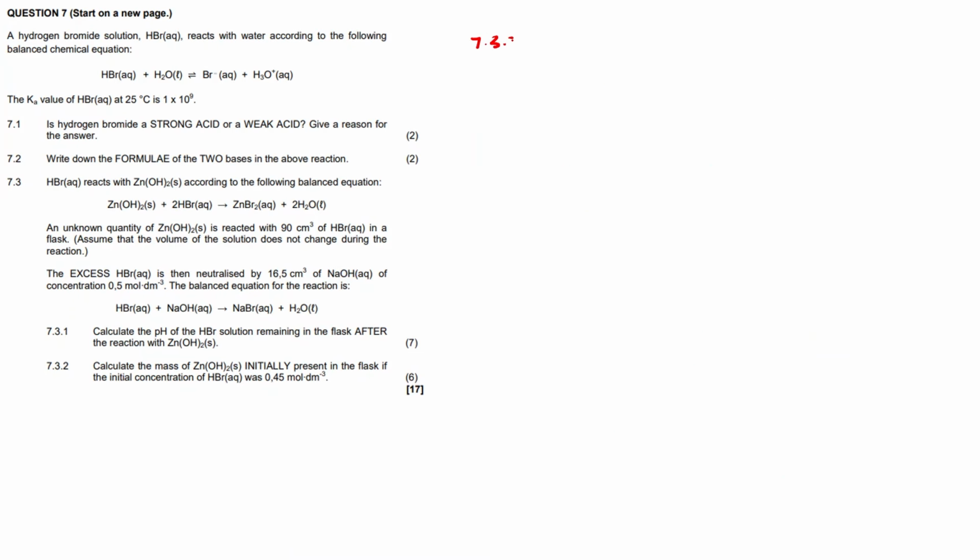Question 7.3.2. Calculate the mass of zinc hydroxide initially present in the flask if the initial concentration of HBr is 0.45 moles per decimeter cubed. So to do this, since we have the concentration of HBr initially, we can determine the moles of HBr in the initial reaction, saying our concentration times our volume, which is still 90 centimeters cubed. Therefore, if we convert to decimeters, 0.09, we should get 0.0405 moles.